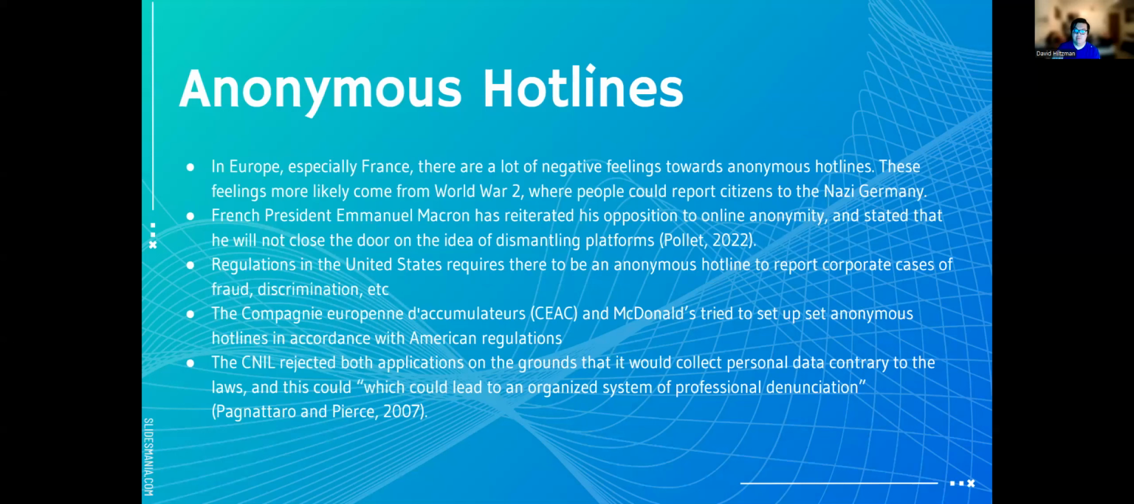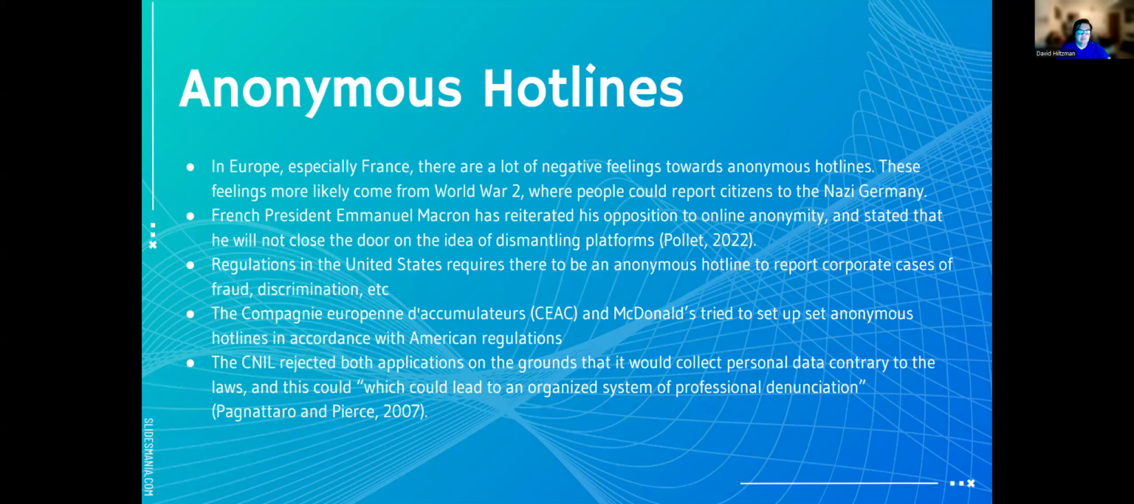But in Europe, there's a lot of negative feelings and connotations because of World War II, World War I, and there's just been a lot of things where people could be reported anonymously with no legal recourse and things like that. Even President Macron in France said he really doesn't like online anonymity. He's been talking a lot about how to reduce the amount of anonymity you have online, because he feels like with anonymous hotlines and things like that, you could start a whole bunch of stuff and face no problems for it. Here in the United States, like I said, we have to have them.